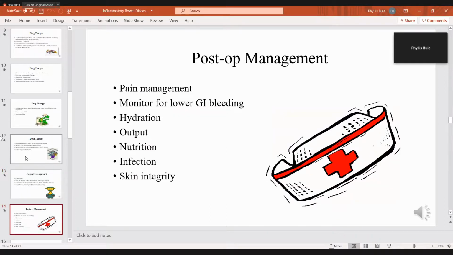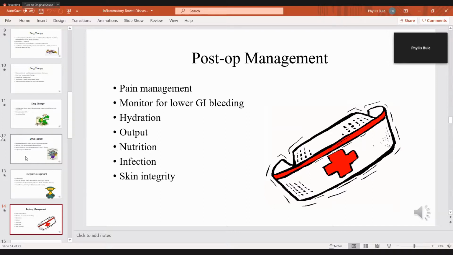So how are we going to manage these patients post-operatively? Well, pain is going to be one of the major concerns because they're going to be hurting. They're going to be hurting because of the disease process. They're also going to be hurting because of the surgery that they've had. We're going to monitor them for any lower GI bleeding. If they have any lower GI bleeding, we need to report that and anticipate further lab tests and maybe more surgery or maybe a colonoscopy if they are a candidate for that.